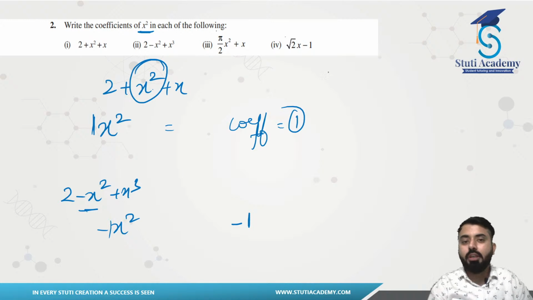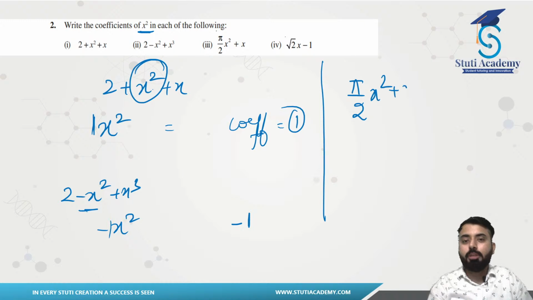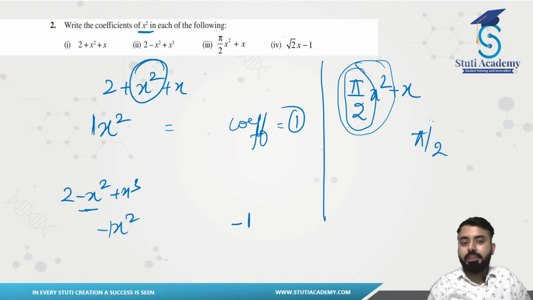In this case, we have what? We have this pi by 2 x square plus x. This is the term which is containing x square. We have to find out the coefficient. This will be what? Pi by 2. So coefficient is what? It is pi by 2.